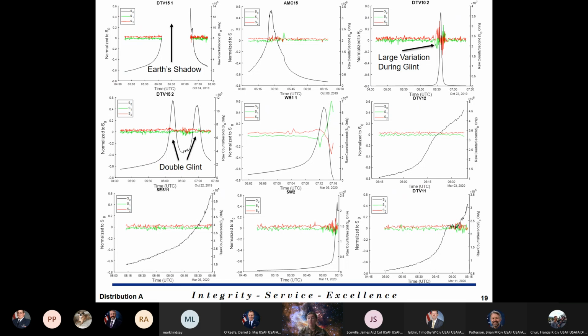Sometimes a satellite can glint multiple times during an observation, which results in 2 peaks, which was observed in DirecTV 15, the graph in the middle left. You can see the double glint. In the uncorrupted data, the normalized S1 and S2 rarely drop below -0.1 or rise above 0.1 unless it's during glint, like the graph in the top right. This is not observed in the corrupted data, as it could vary between -0.4 and +0.4.